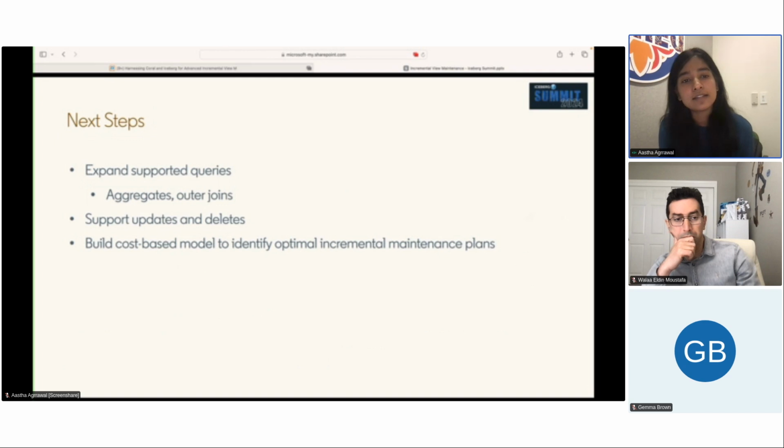And the third and equally important is to build a cost-based model, which will help us identify the optimal incremental plan. So for any given query, it's possible to have multiple incremental plans, and we should be able to evaluate the multiple plans and identify the right one to actually return to the user.